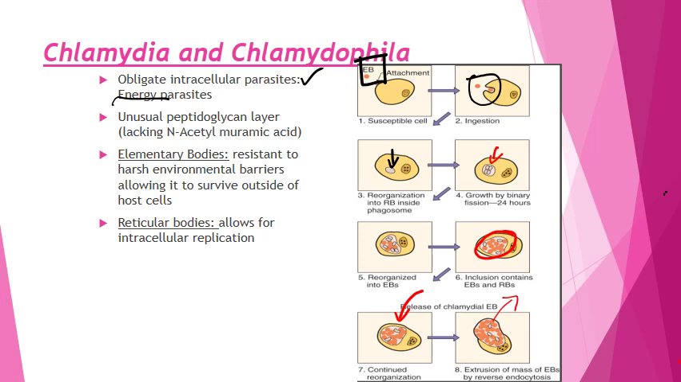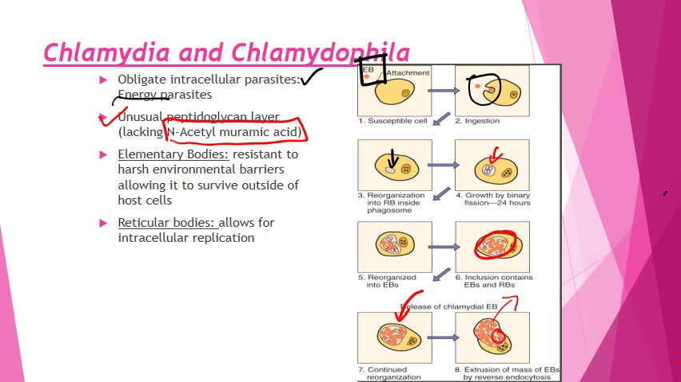If there's any reticulate body still left within the cell when it lyses, then the reticulate body will die because it can't survive outside the cell. Only the elementary bodies can. These are technically gram-negative organisms. They just have a really unusual peptidoglycan layer. So they lack N-acetylmuramic acid from the peptidoglycan, but otherwise they're a standard gram-negative organism. So that's kind of it for their structure.